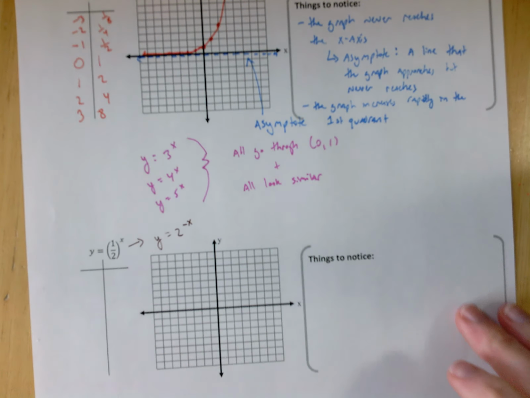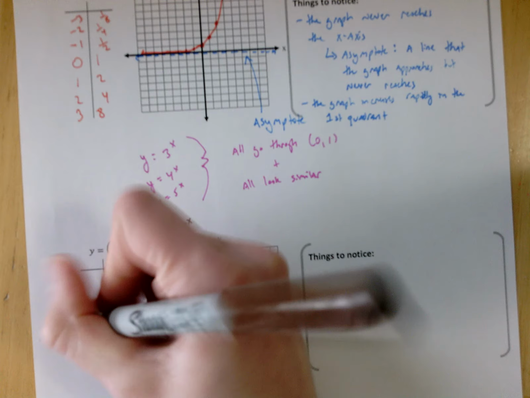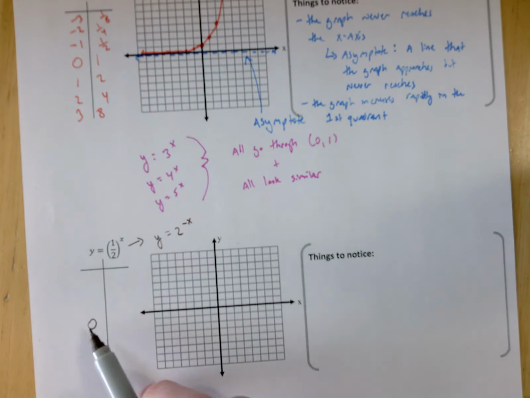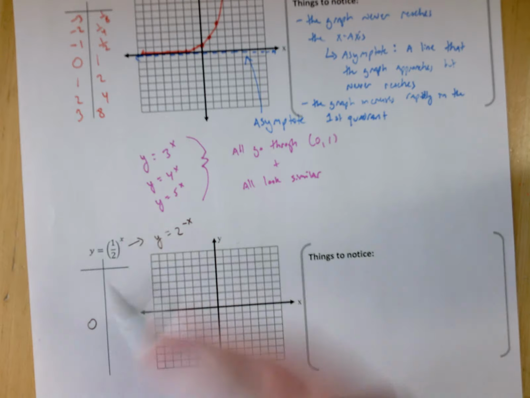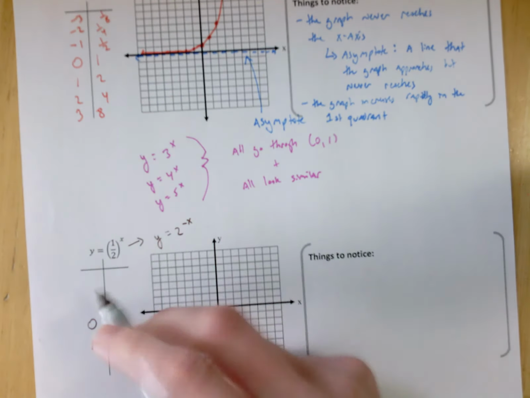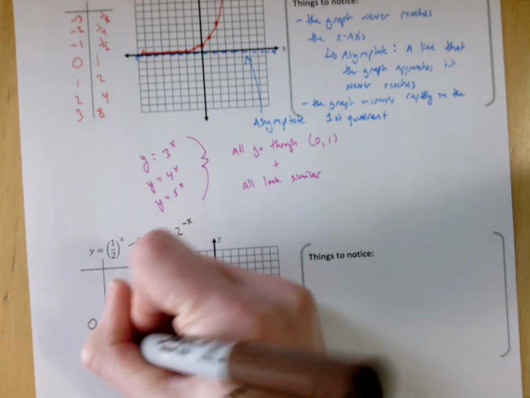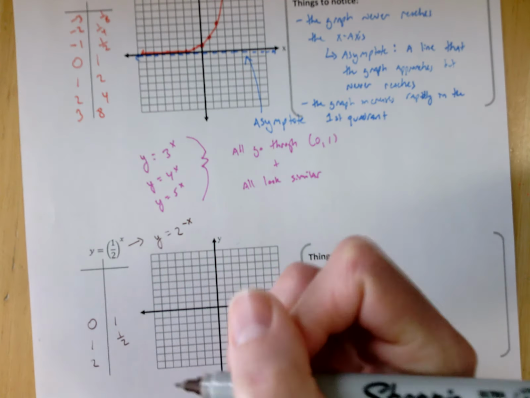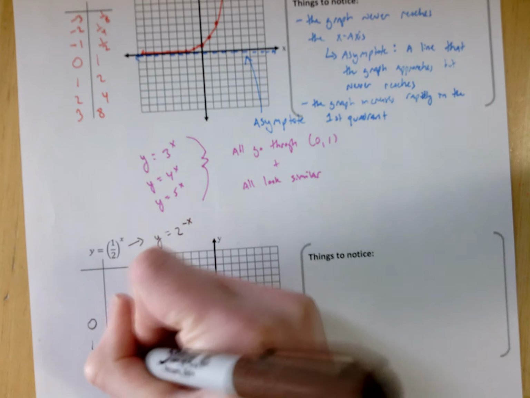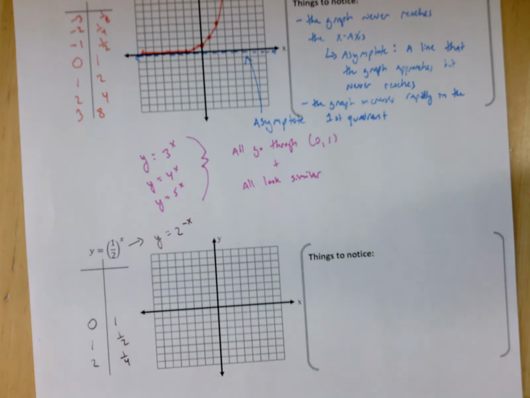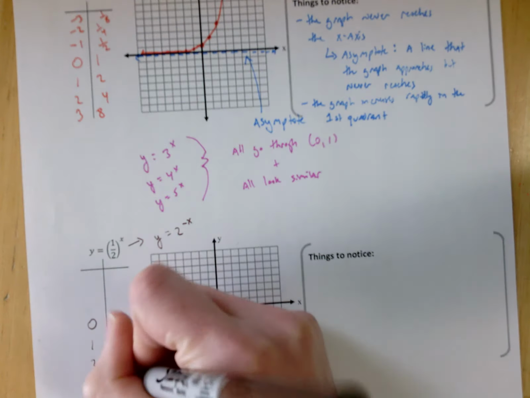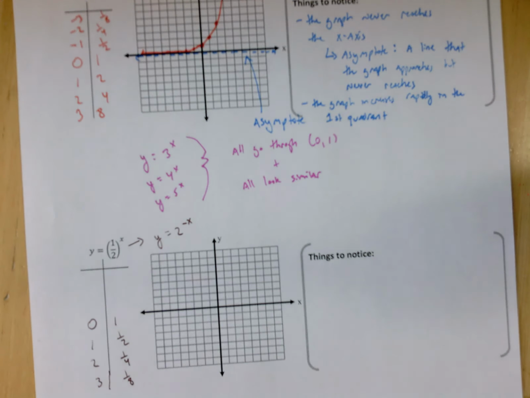Great. Okay, so let's take a look at our table values for this one. I'm going to do the same thing. I'm going to start with 0 in the middle. I pretty much always do that with exponential functions. Anything to the 0 power is always 1. When I raise this to the first power, 1/2 to the first power is just a half. 1/2 to the second power, that's 1/2 times 1/2, which is 1/4. 1/2 to the third power, 1/2 times 1/2 times 1/2, that's 1/8.